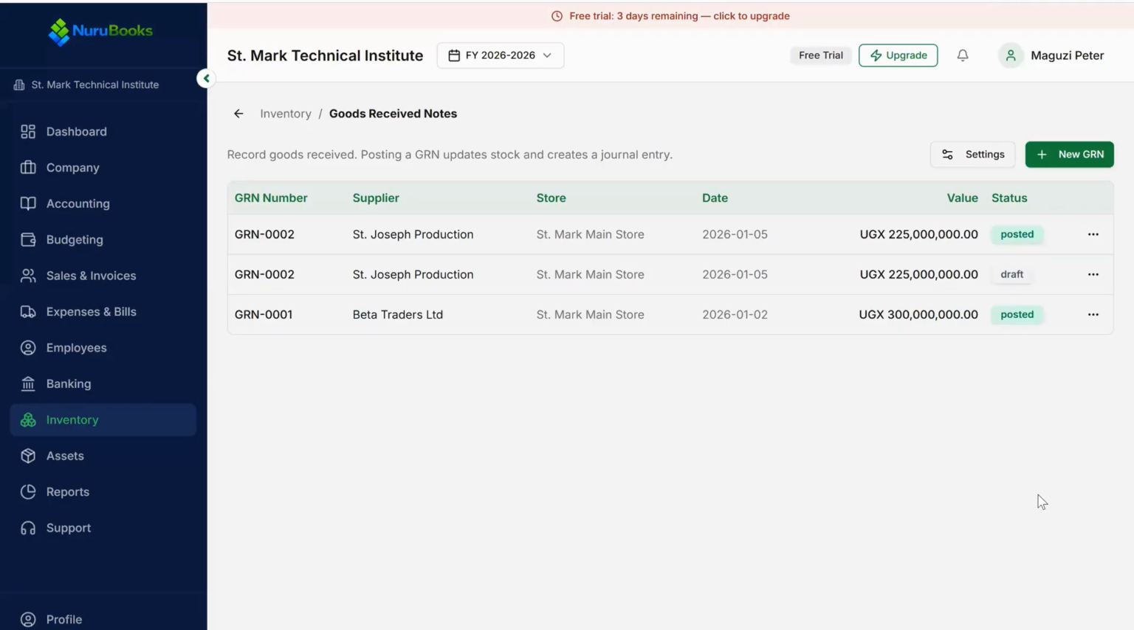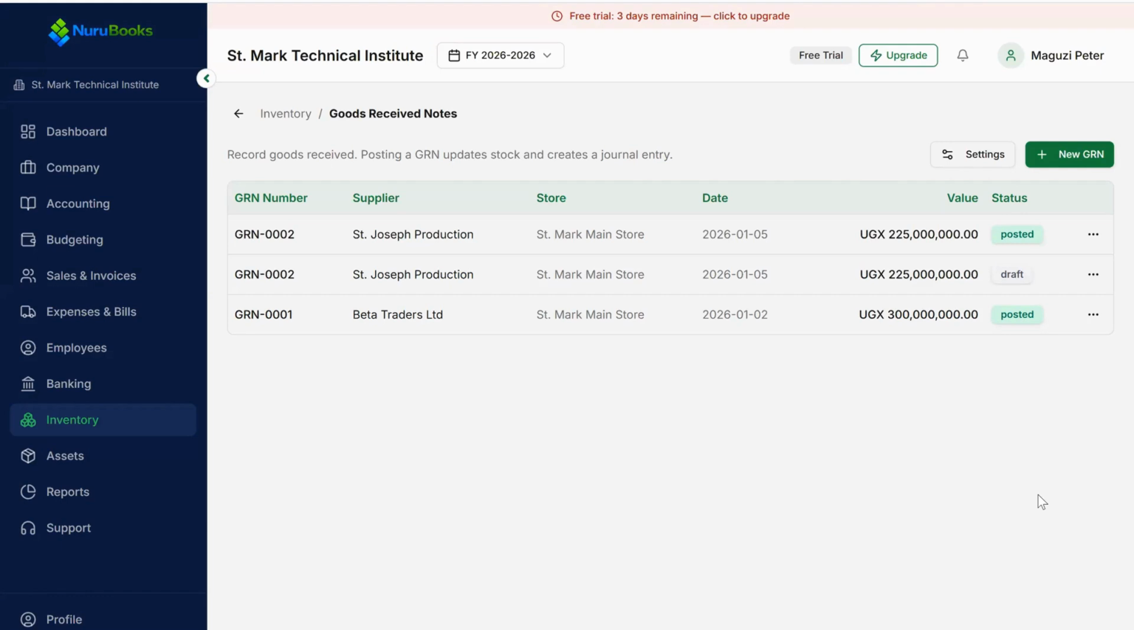Hello everyone and welcome back to yet another training session in the Nuru Books Accounting Software Certificate course. This is our session number 2 under Unit 7 where we are working with the suppliers. In the previous session, we saw how to enter the goods received note in Nuru Books Accounting Software.